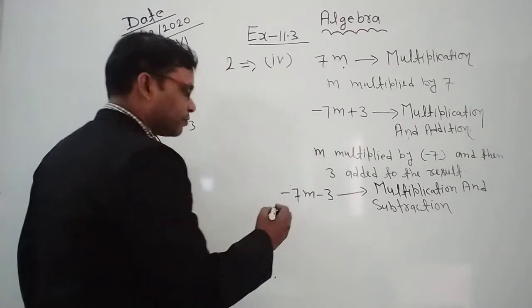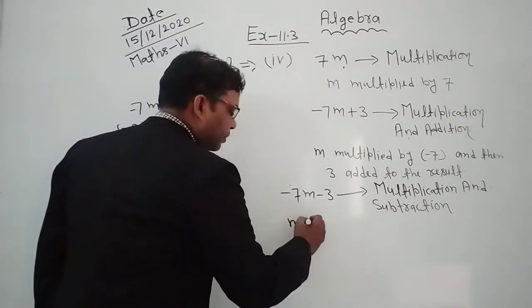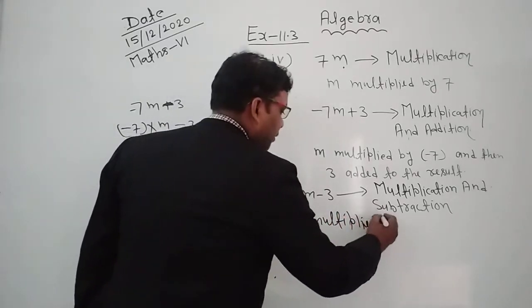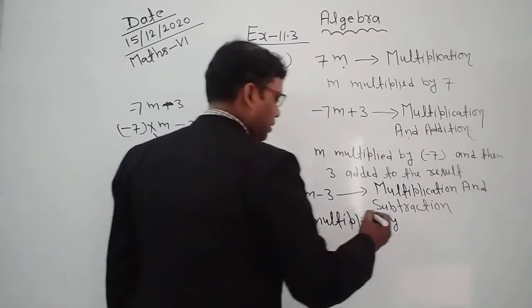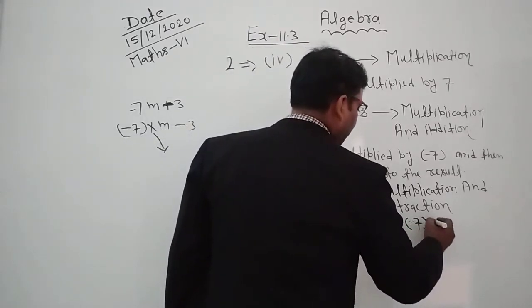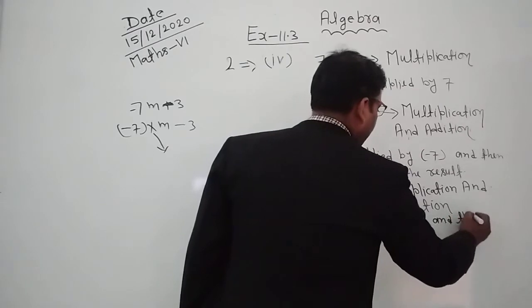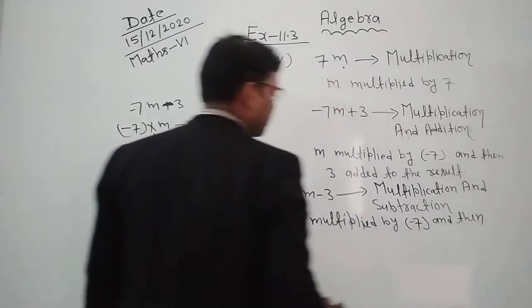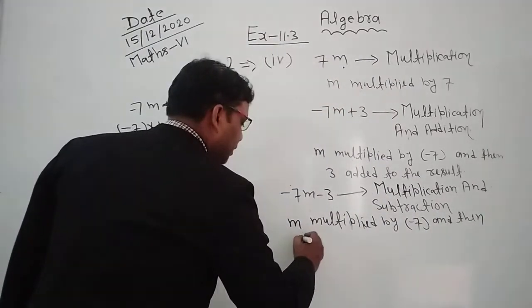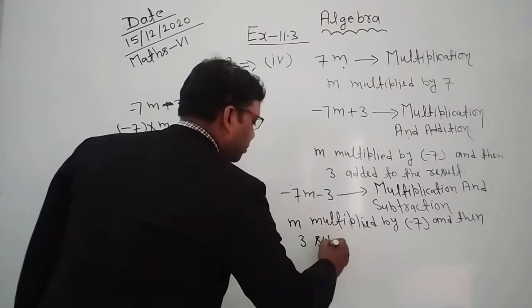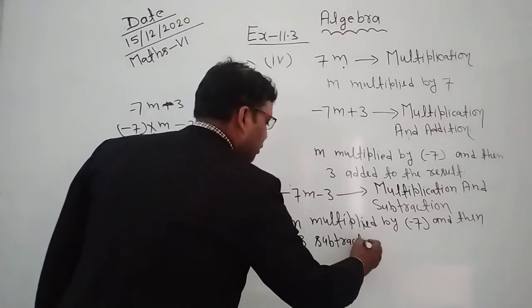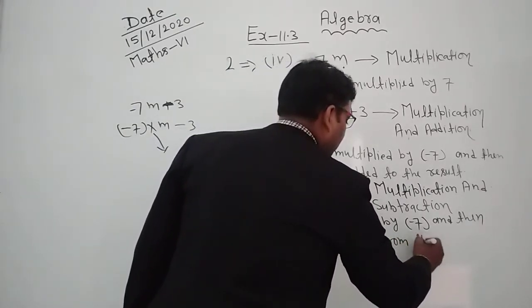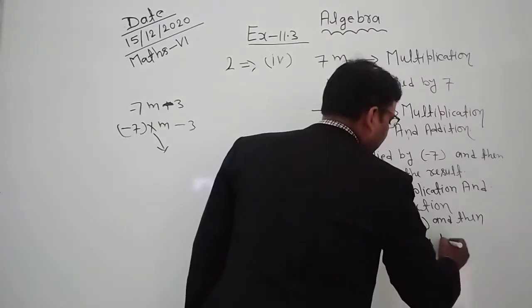So you write first m multiplied by minus 7, and then 3 subtracted from the result, from the product or from the result.